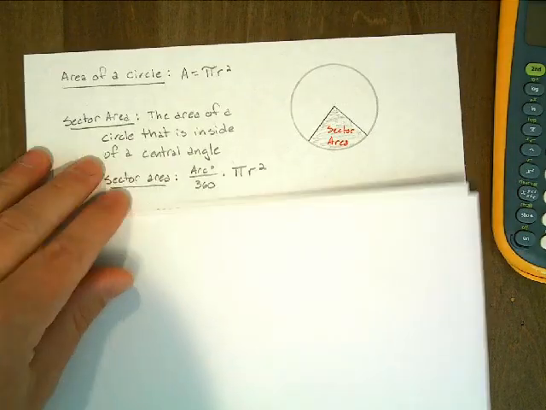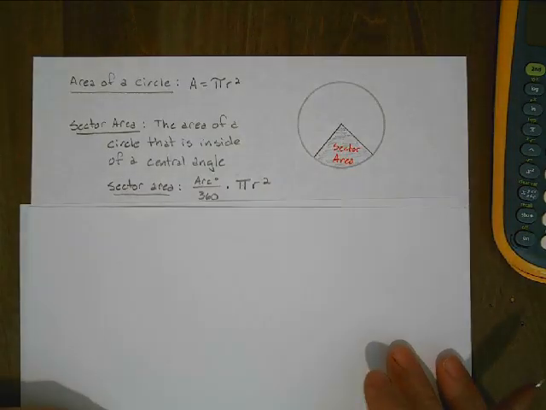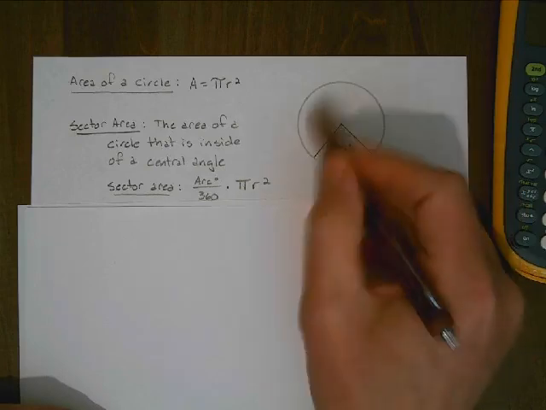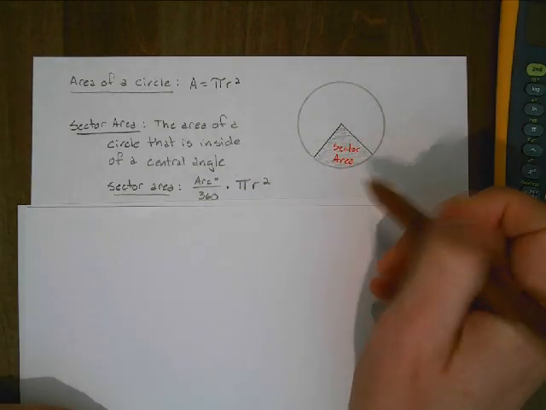Sector area. Sector area is like a piece of pie. So you've got this pie or cake or whatever. I don't really like cake. I like pie better.